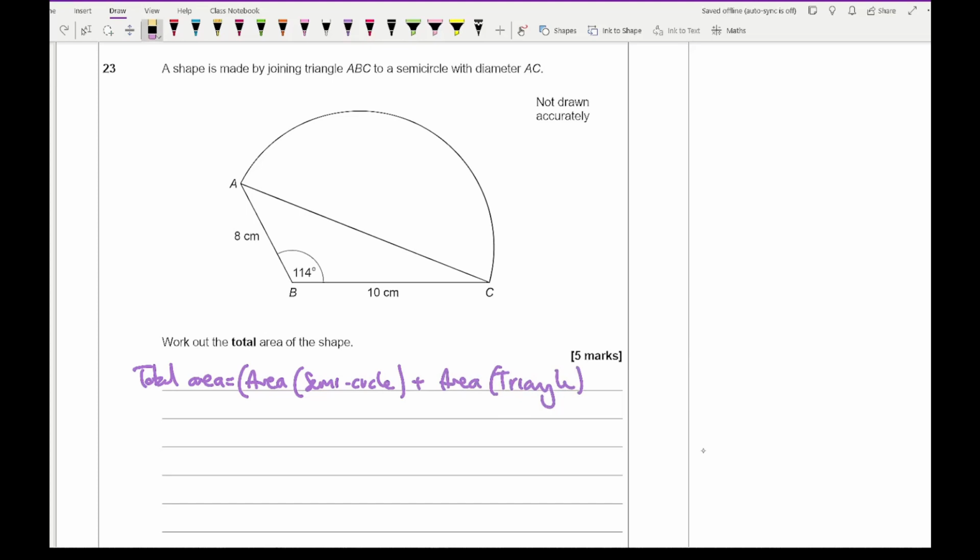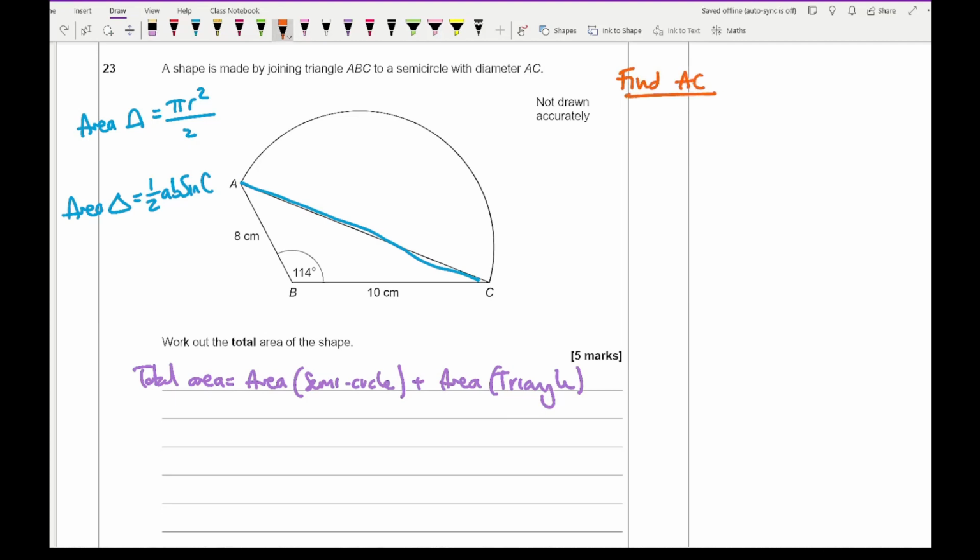Now, to use some of the formulas, the area of a semicircle is equal to pi r squared divided by 2, and the area of the triangle is going to be a half AB sine C, because I don't know the height of that. So if I start by working out the area of the triangle, well, in order to work out the diameter of the semicircle, I need to work out what AC is first. So what we need to do is find AC. So I'll start by calling that X. Now for this I'm going to use the cosine rule because I know three sides and an angle.